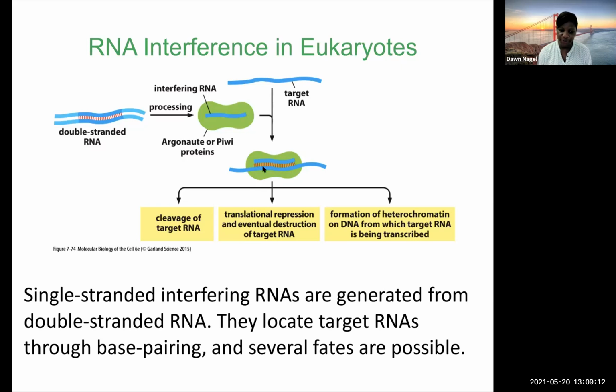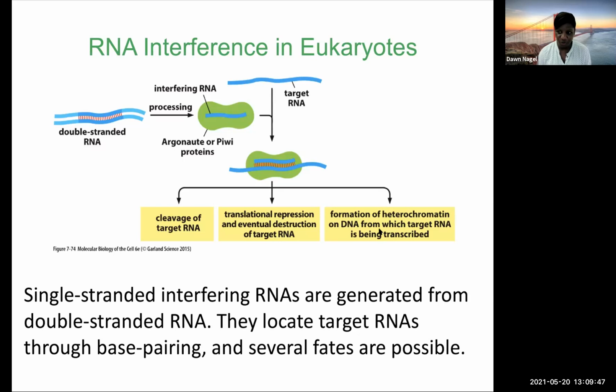When it hybridizes, many different outcomes can happen. You can either have a cleavage of the target RNA, so it will be destroyed, and there's no protein product, you don't see any expression for that RNA. It can also involve translational repression and eventual destruction of the target RNA, and we'll talk about that as well. And it can also force the formation of heterochromatin.